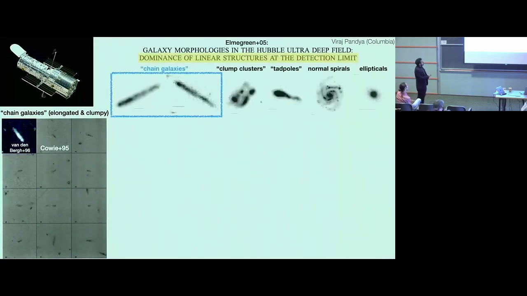In the mid-2000s, Elmegreen et al. had a very nice paper where the title just tells you the result. As you approach the detection limit of Hubble imaging at the time, these chain galaxies really dominated over the zoo of other galaxy shapes in the early universe.